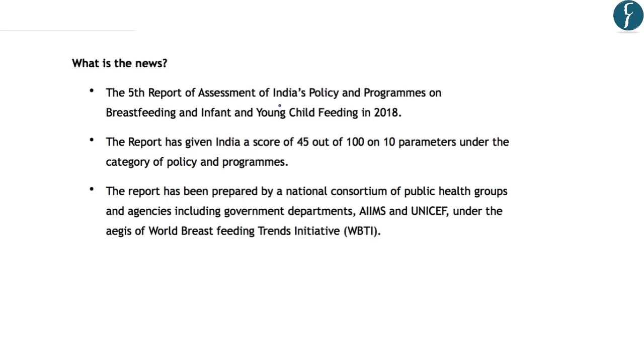Now about this report, this is the 5th report of the assessment of India's policy and programs on breastfeeding and infant and young child feeding in 2018. The report has given India a score of 45 out of 100 on 10 parameters under the category of policy and programs. Further, this report has been prepared by a national consortium of public health groups and agencies including government departments, AIIMS, UNICEF, and this falls under the aegis of the World Breastfeeding Trends Initiative, that is WBTi.